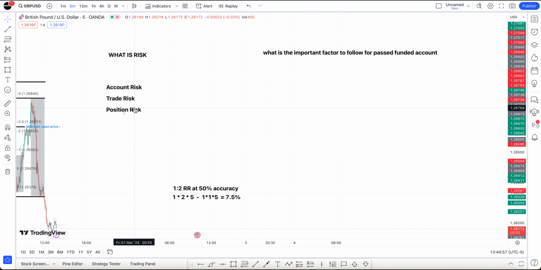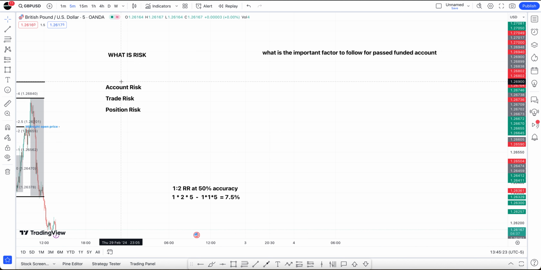So that means if I'm taking any trade position, what's the amount of risk I'm willing to take? And this position risk is always smaller than the trade risk, and your trade risk is always smaller than your account risk. You never want to inverse this. You can't have a higher position risk than you are willing to lose in your account. You're not going to sleep at night. It's not going to be fun.